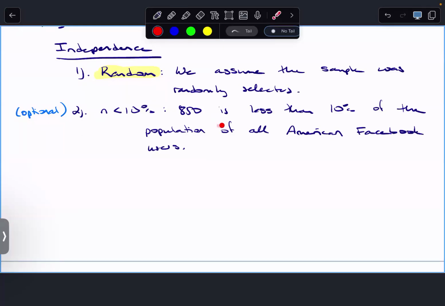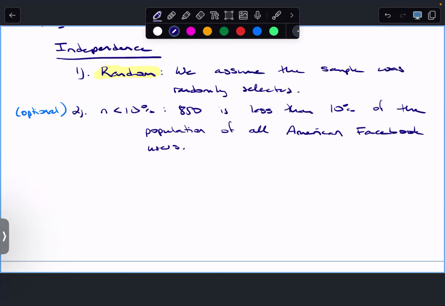So usually it's just as ridiculous as this. That's why it's optional. You don't have to remember it, but it's just good to, it's my job to show you all the things and then tell you what's optional. Okay, so that's the first chunk of the conditions.